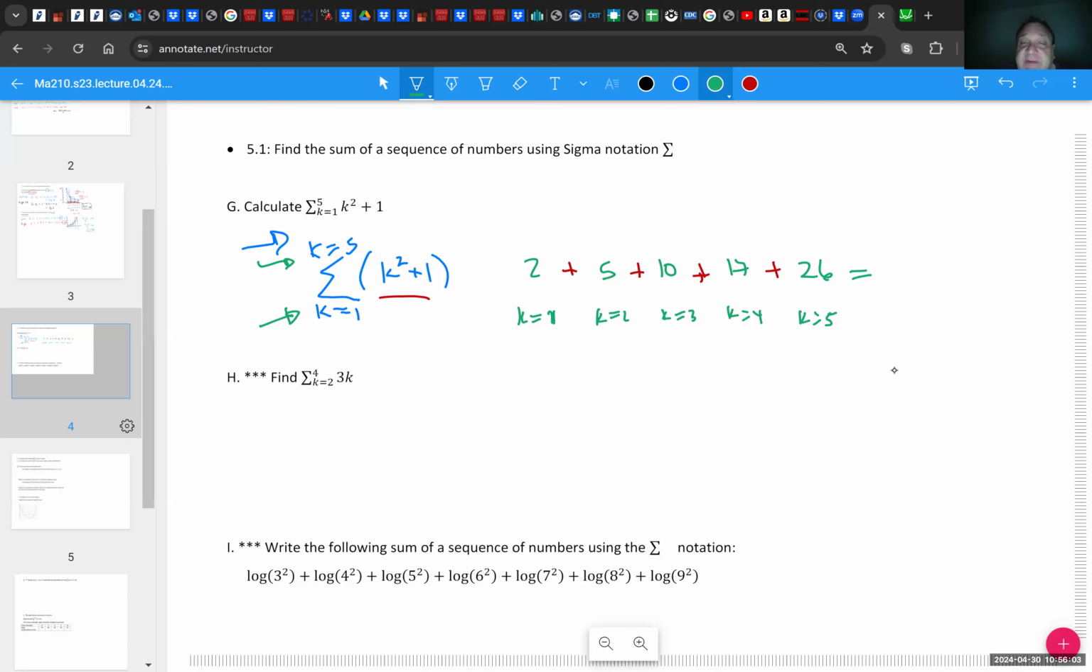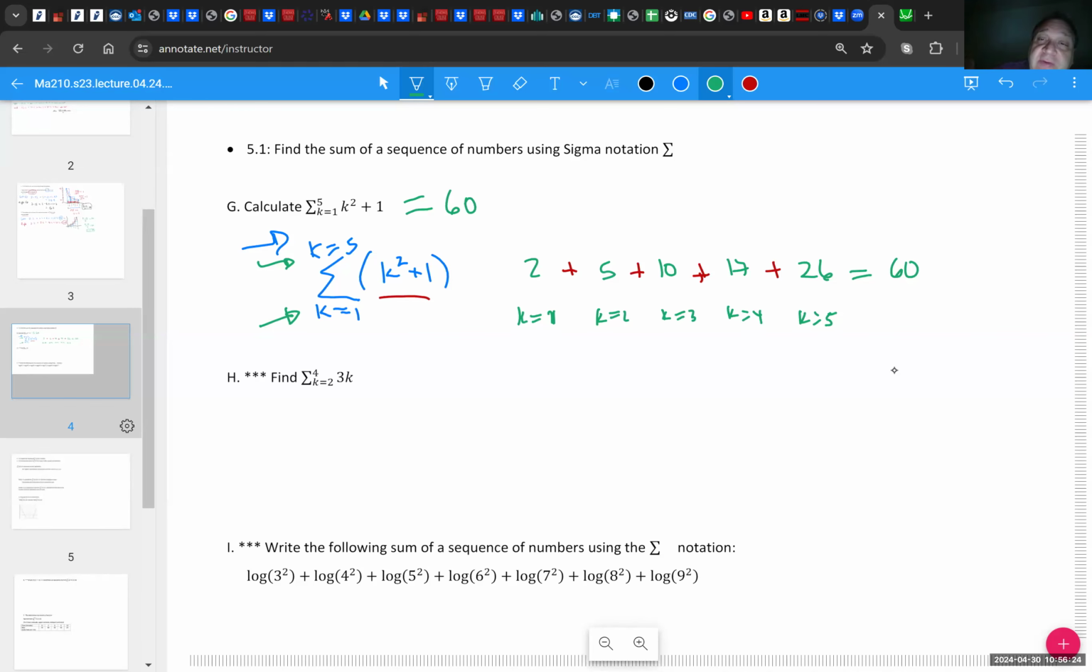Let's see, 2 and 5 is 7, 17 and 17 is 34, 44, 54, 60. So it looks to me, if my mental math is correct, this value is 60. And hopefully I've now demonstrated how to understand and calculate sigma notation.